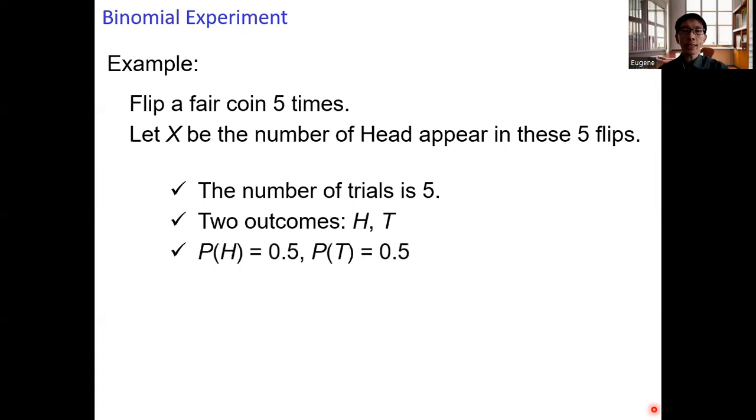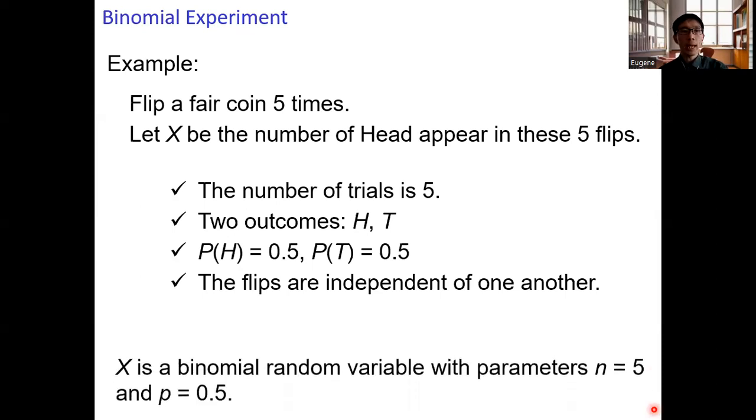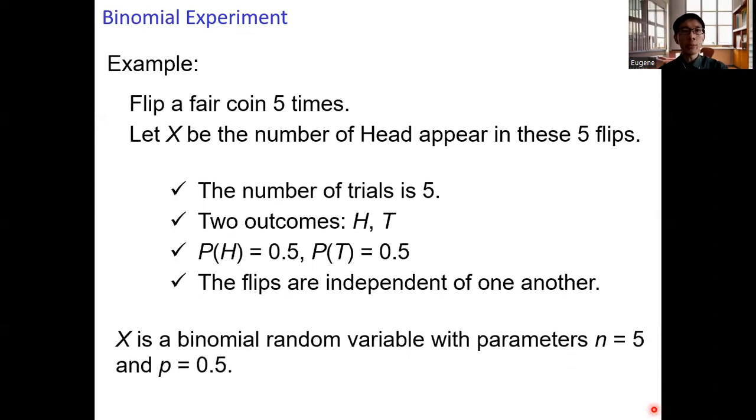The probability of getting a head or getting a tail are constant for each flip. They are both 0.5. And the flips are independent of one another. All 4 conditions are satisfied. This is a binomial experiment. And we say that x is a binomial random variable with parameters n equals 5 and p equals 0.5.